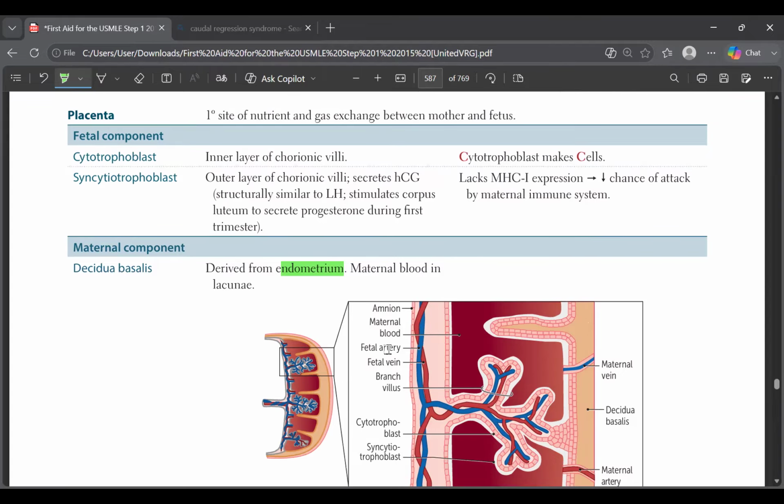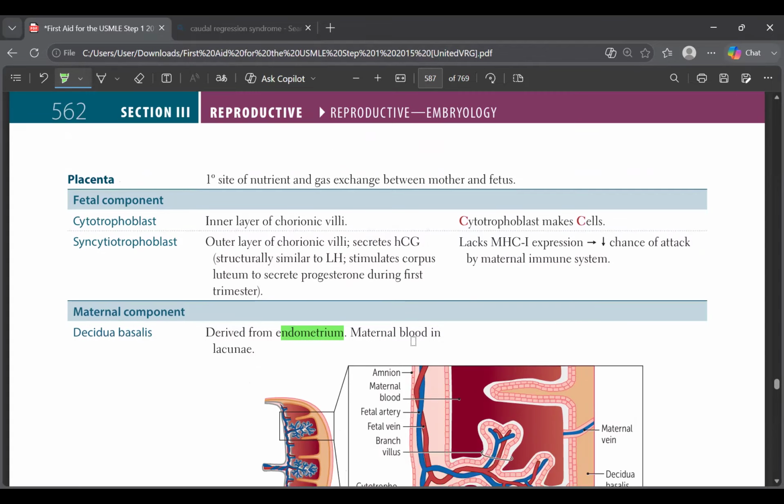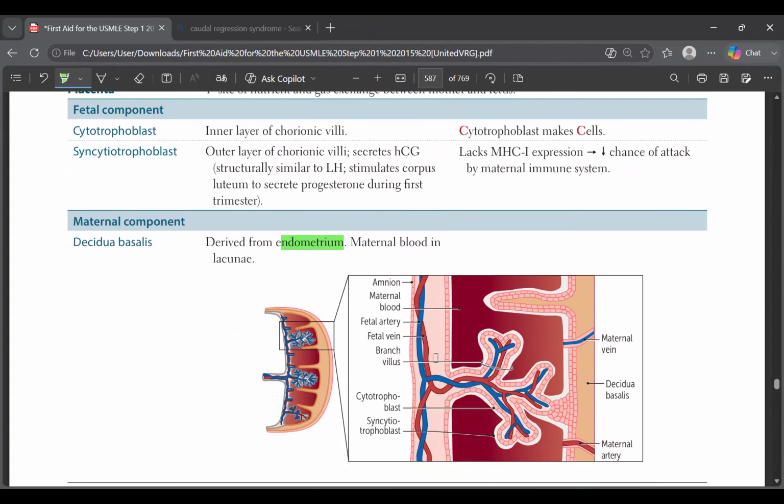So let's read it. Cytotrophoblast, it says, is the inner layer of chorionic villi. This is the amnion, and this is the chorion. This is the chorionic villus, and cytotrophoblast is the inner layer. Cytotrophoblast makes cells. The outer layer of chorionic villi is the syncytiotrophoblast. It secretes human chorionic gonadotropin, structurally similar to luteinizing hormone, which stimulates the corpus luteum to secrete progesterone during the first trimester. It lacks MHC1 expression, which decreases the chance of attack by the maternal immune system.